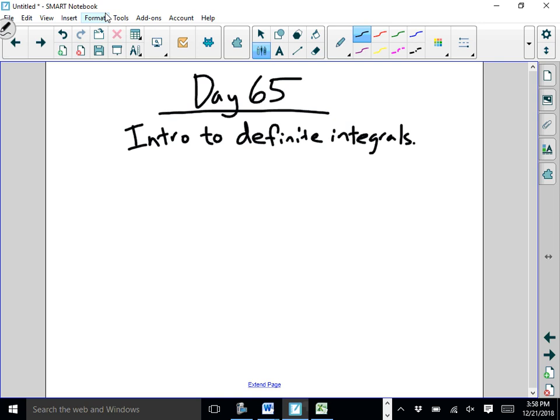Intro to definite integrals. The first half of the year is all about derivatives. The second half of the year is all about integrals. Now, we're going to learn about integrals in a couple of different ways. The first way, when I ask you in class what was the first thing I said about a definite integral? The first thing I'm going to tell you is a definite integral gives the area under the curve.